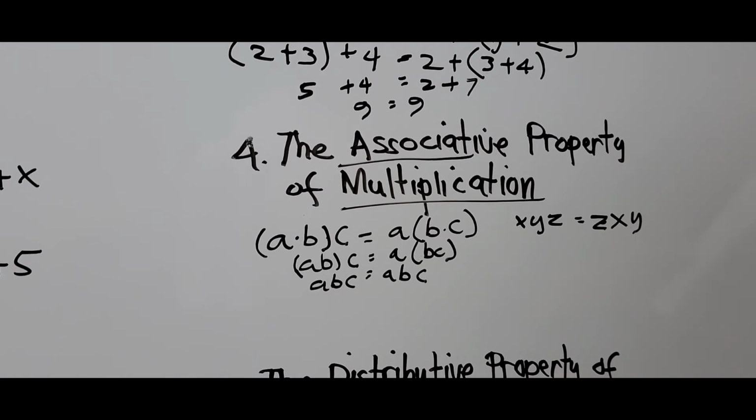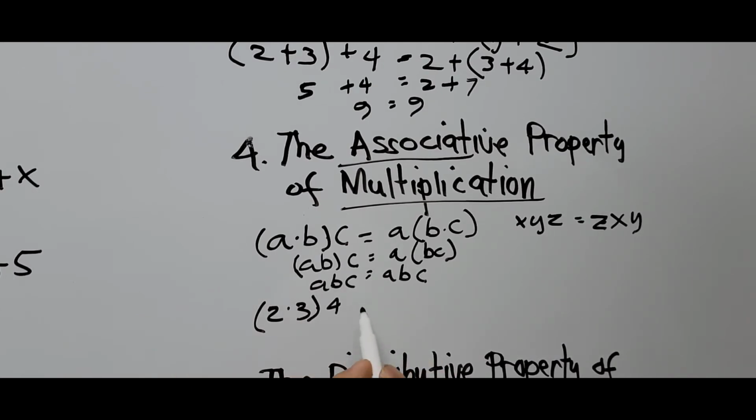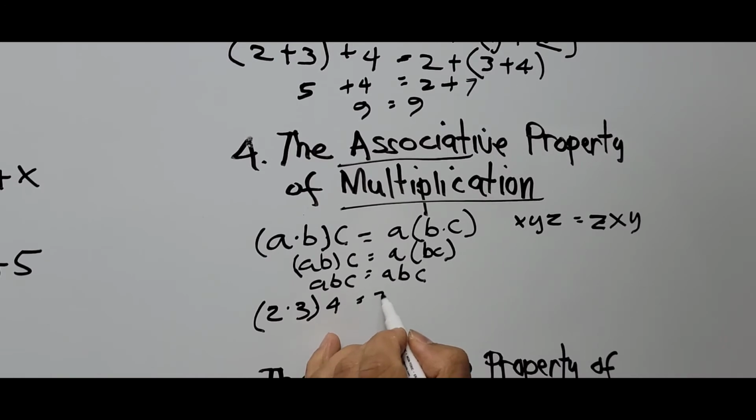Right? How about if we solve numbers? Okay, if we do it in numbers, we have 2 times 3 times 4. If you enclose that in parentheses, we have that is equal to 2 times 3 times 4.